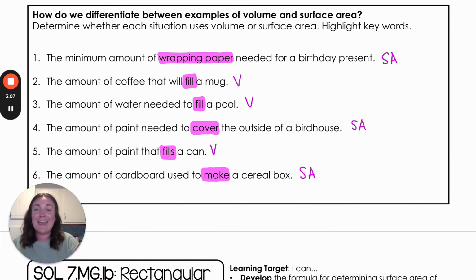All right, so we have water needed to fill a pool, volume. The amount of paint needed to cover the outside of a birdhouse, surface area. Paint filling up a can is volume. And then if we're talking about how much it takes to actually make a box, to cover the outside of something, we are talking surface area.